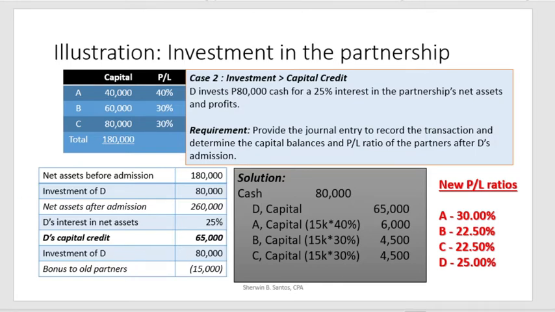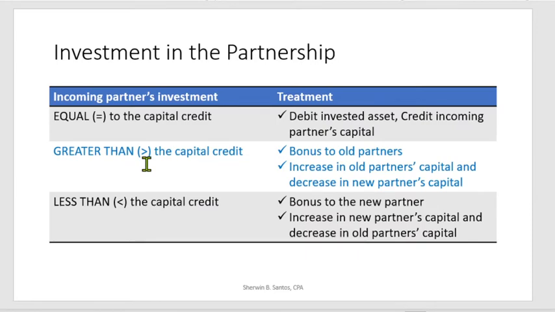So, let us look back at this. Sabi dito, if the investment is greater than the capital credit, it is a bonus to old partners. It will increase the old partners' capital. Sabi, it will decrease the new partner's capital. Sir, bakit decrease the new partner's capital?